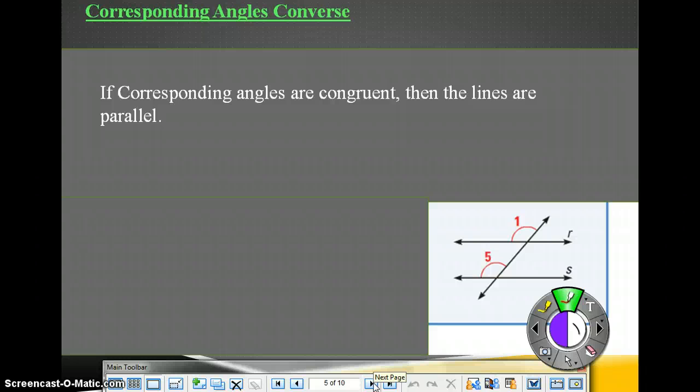Okay, so let's think about this. The corresponding angles converse. If corresponding angles are congruent, then the lines are parallel. Do you think that would be true? If we already know that these two angles right here, angle 1 and angle 5, are congruent, could we then say that these have to be running in exactly the same direction so that they never intersect? Yes. This is a converse that is true. And it's all about what you know first and what you know second.